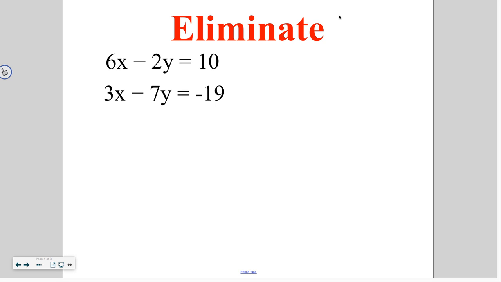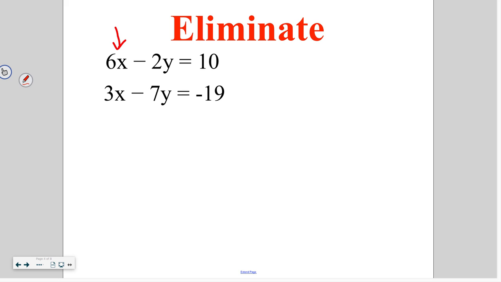So, for example, we're looking at 6x minus 2y is equal to 10, and 3x minus 7y is equal to negative 19. So right off the bat, nothing is matching up. So we're going to need to multiply one of these equations to try and get one of the variables to match up. So looking at our pairs, we got 6x and 3x, or negative 2y and negative 7y. The pair that goes better together are the x's.